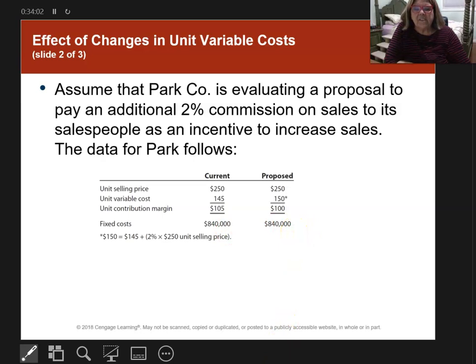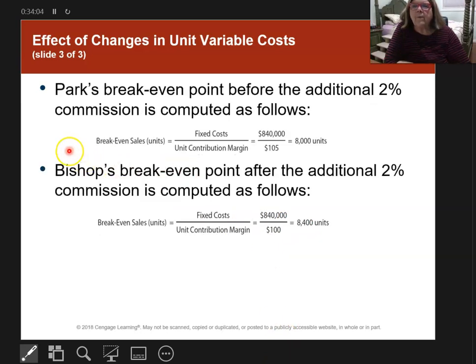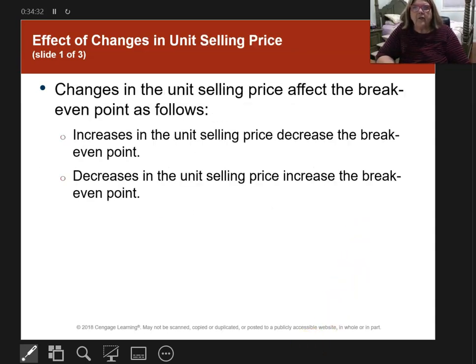So here's what my break-even point is before I do this. I have to make 8,000 units. If I want to pay my people an extra 2% and increase my variable cost, then I have to make 8,400 units. So this is just how things change when variable costs change. Very important information here, guys. Okay, we're not done. We have a few more to look at.